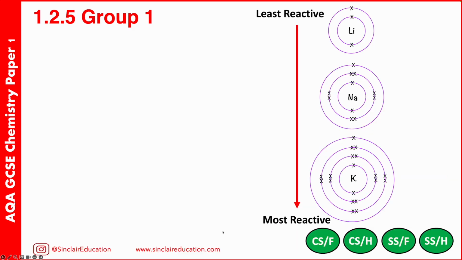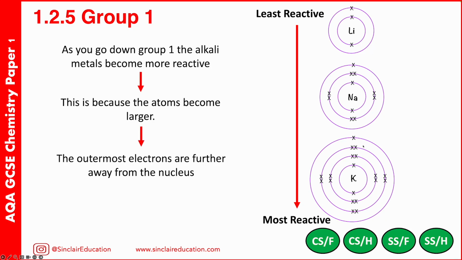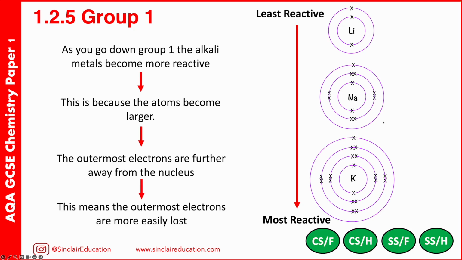Be prepared in your exam to explain why the reactivity of group 1 changes. So for 1 mark, as we go down the group, it gets more reactive. This is because as we go down the group, the atom is becoming larger, and so the outermost electrons are further away from the nucleus. There is less what we call nuclear shielding. Now, what this means is that the attraction between the outermost electron and the nucleus is less, and so therefore the outermost electron is more easily lost.